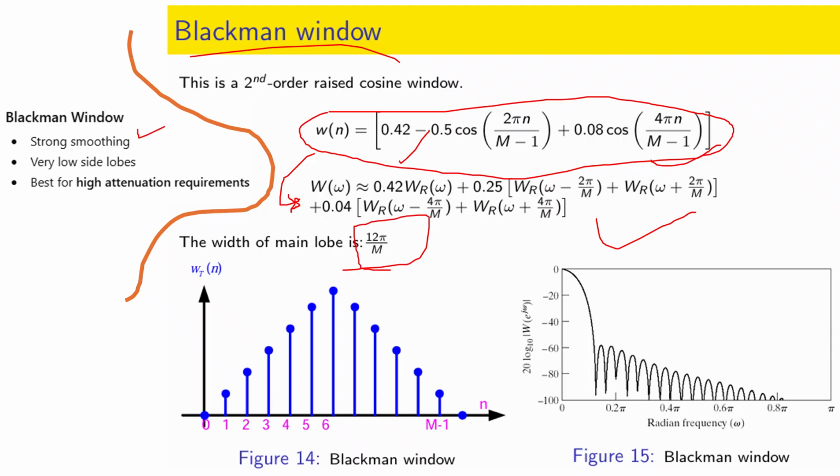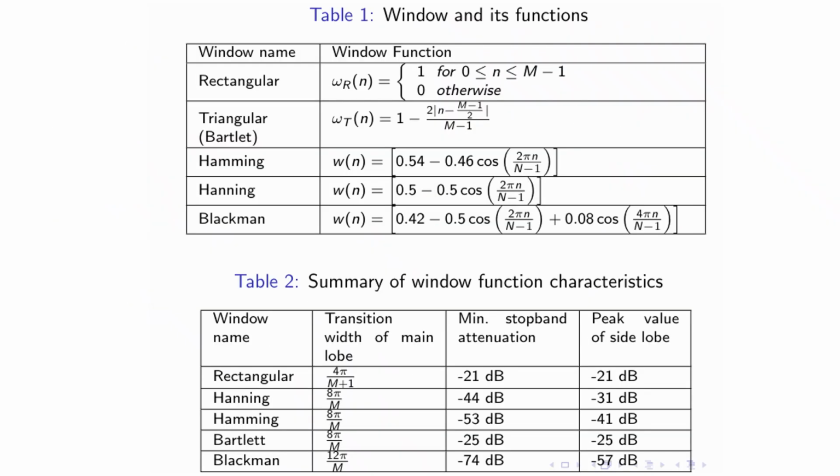And it has strong smoothing, you can check here, very low side lobes. So the side lobes are very low, and definitely this is smooth, and best for high attenuation requirements, right? Here the smoothing is more curved, so that is why Blackman is a separate one. Here is the overall comparison. If you remember, you can check: the rectangular, then the Hamming, the Hanning and the Blackman.